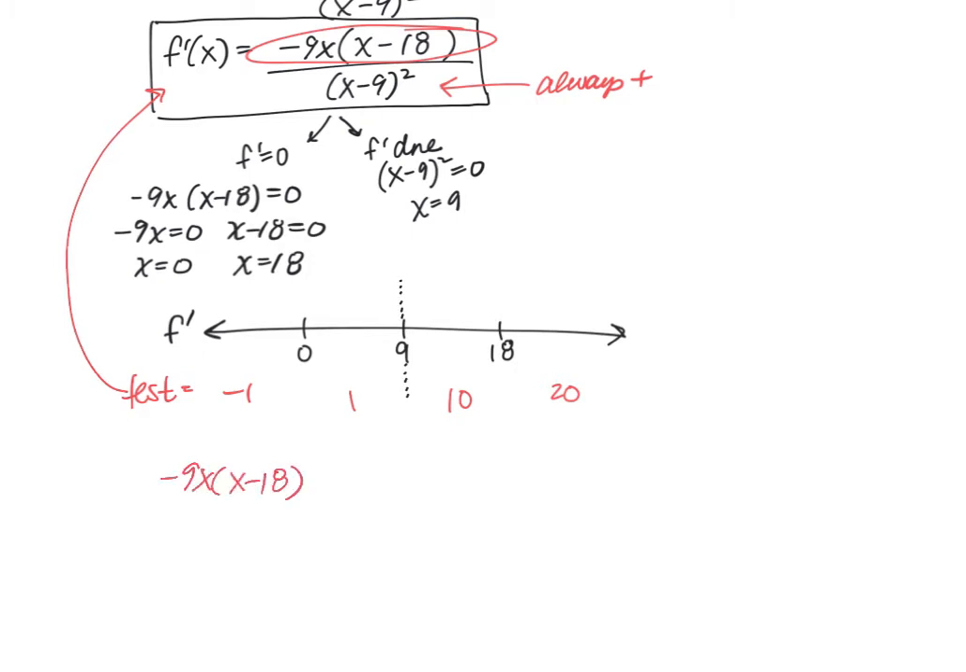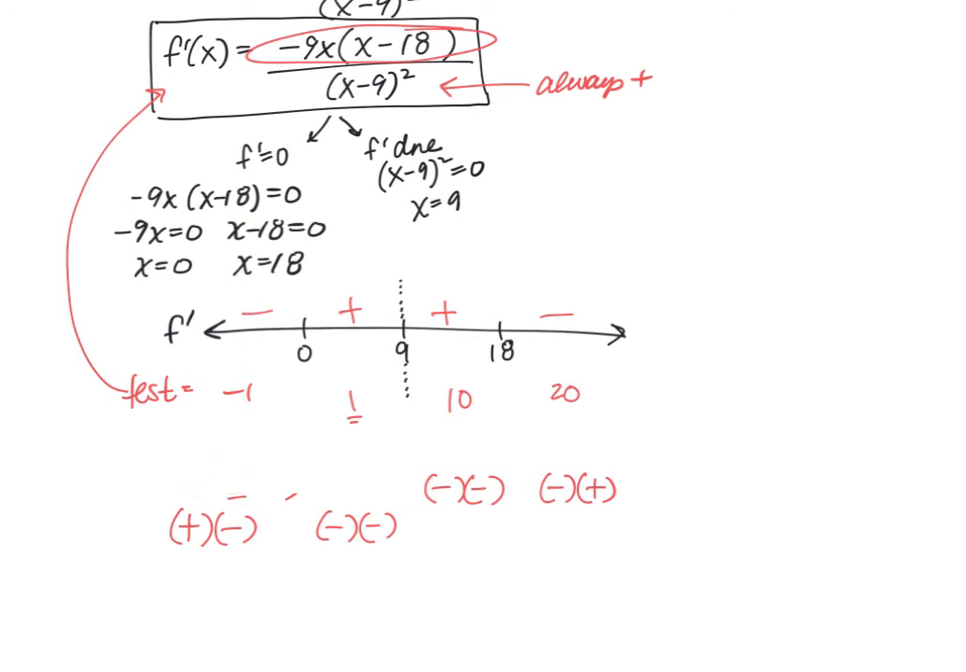Because yes, you could certainly go to your calculator for this, but it's really not too bad when you just think about substituting negative 1 in for x. So negative 9 times negative 1 is certainly positive, and then negative 1 minus 18 is negative. That'll yield a negative. And then we move on and try positive 1. So negative 9 times positive 1 is negative, and then positive 1 minus 18 is also negative, so that results in a positive. Trying 10, negative 9 times 10 is negative, and 10 minus 18 is also negative, so that will be a positive. And then negative 9 times 20 is negative, but 20 minus 18 is positive. So that results in a negative.